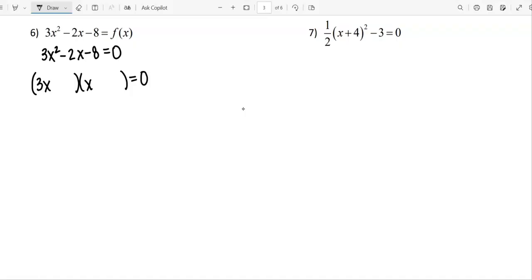What do you want to try for 8? 2 and 4? What about 4 and 2? 4x and 6x. How do you get a negative 2x? Positive 4 minus 6, yeah. So positive 4 minus 2. And a positive times a negative is a negative in front of that 8, so that works out. I'll let you do zero product property real quick.